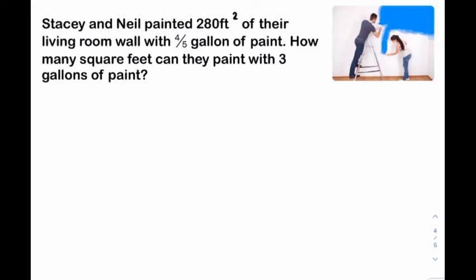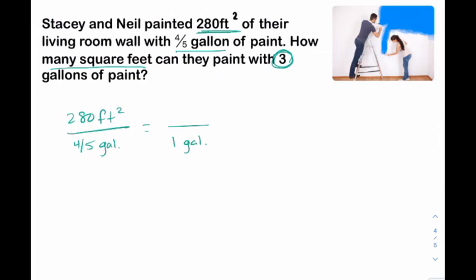Stacy and Neil painted 280 feet squared of their living room wall with 4/5 of a gallon of paint. How many square feet can they paint with 3 gallons of paint? First, let's take that important information from the problem and write a rate. So we have 280 feet squared of the wall that's painted, and that's with 4/5 of a gallon of paint. We're looking for the number of square feet they can paint with 3 gallons. So first, let's find the unit rate. To get from 4/5 to 1, we need to divide by 4/5. Let's do the same thing on top.